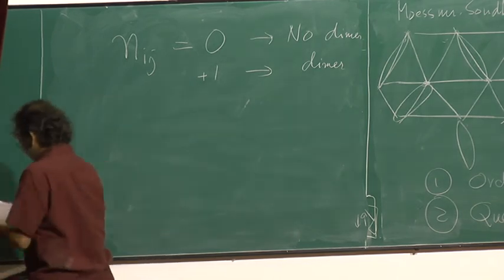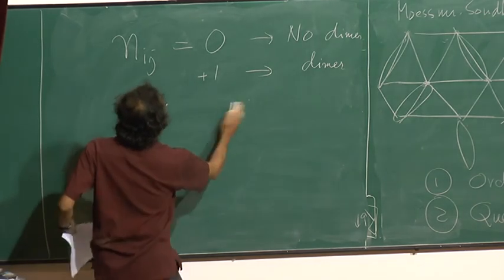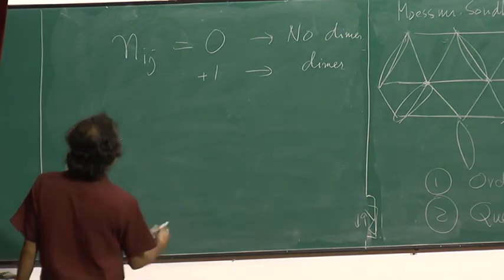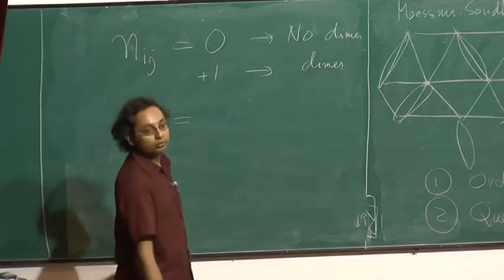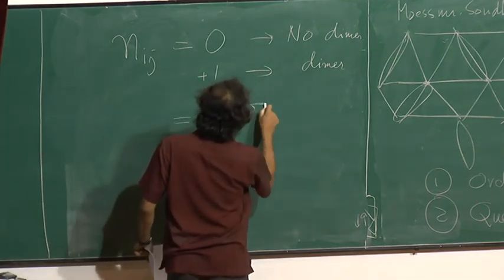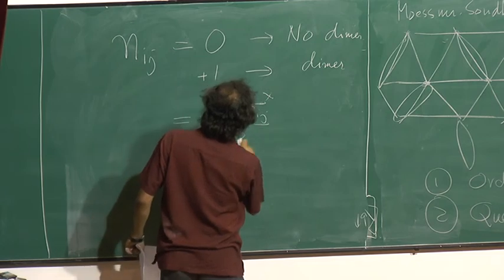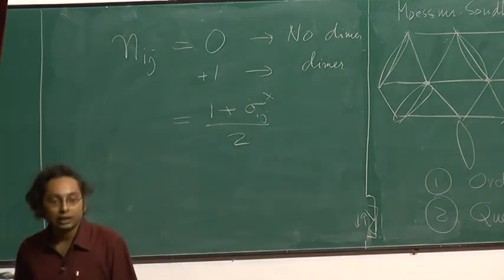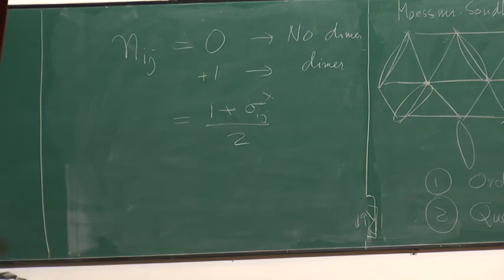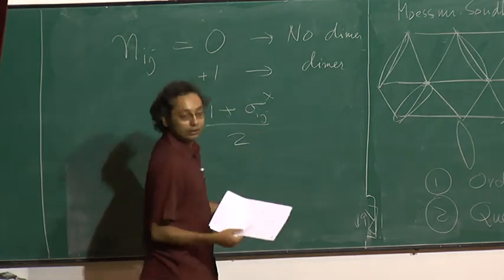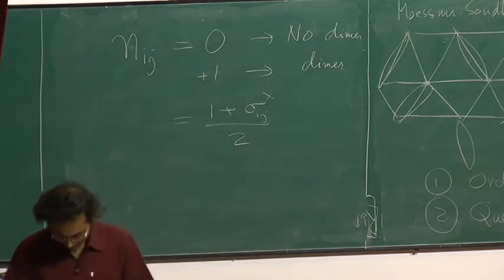So it's useful, instead of working with zeros and ones, to cast it in the form of one and minus one. So I introduce this operator, and accordingly sigma x plus 1 is a dimer, and sigma x minus 1 is no dimer.